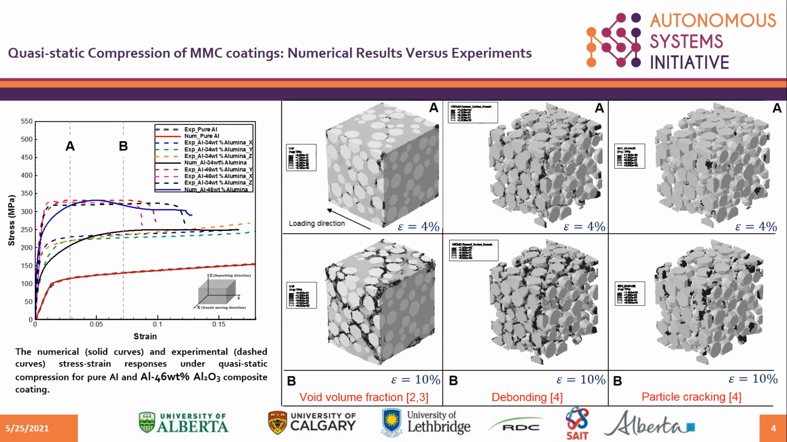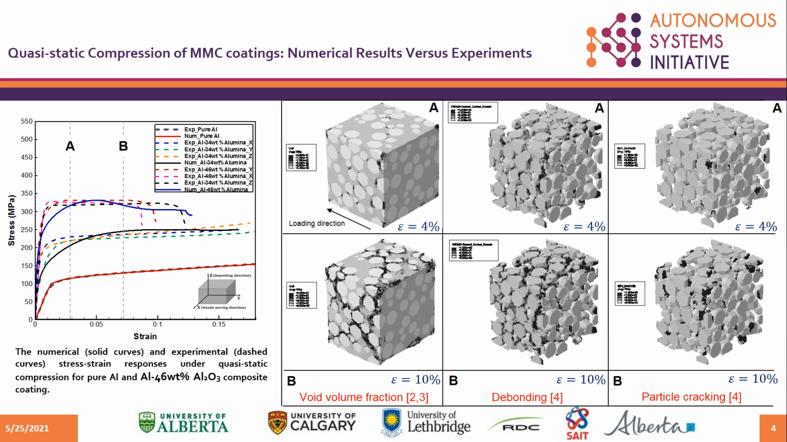There's a big piece of validation, both quantitatively and qualitatively, in which we compare our numerical findings with experimental ones. On the left, you can see the quantitative comparison, in which the stress versus strain histories for different samples have been compared to the experiments. For example, for pure aluminum, for the 34 weight % alumina, and for the sample reinforced with 46 weight % alumina, the results are in good agreement.